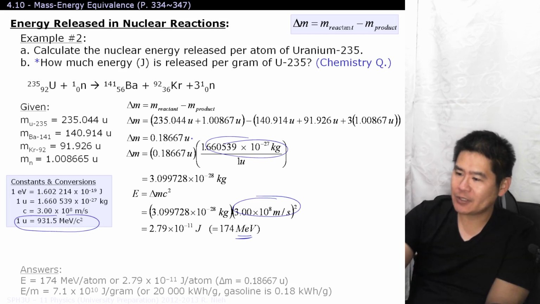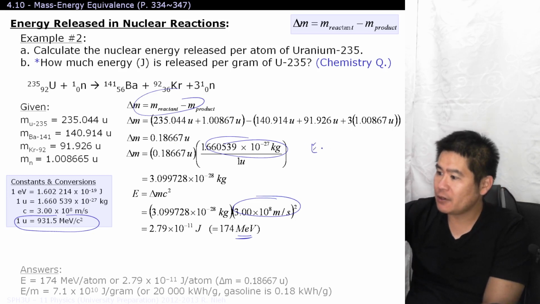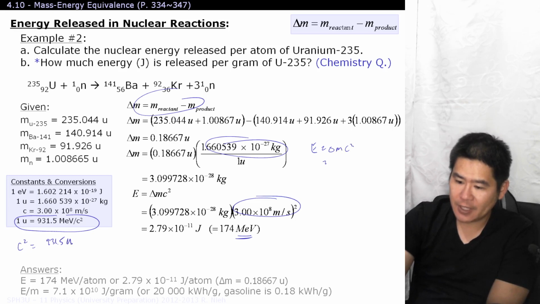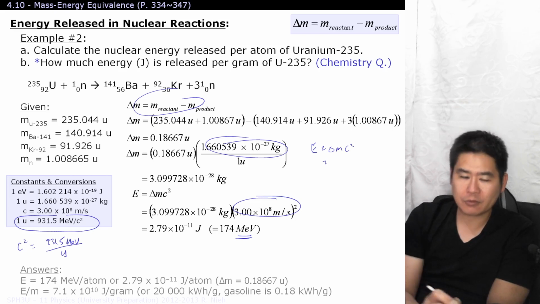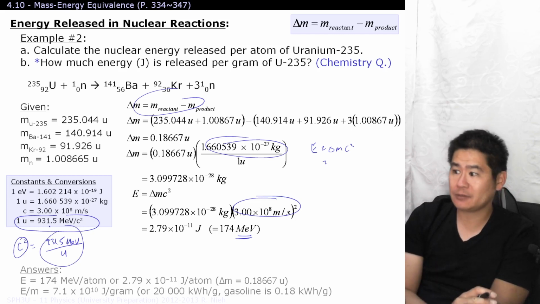So let's say I wanted to convert this problem into an answer in MeV. How would I do that? Well, it's not that hard. E equals delta m c squared. If you look at this conversion ratio and you isolate for c squared, that's equal to 931.5 MeV over U. So anytime you see a c squared, you can just plug that in.